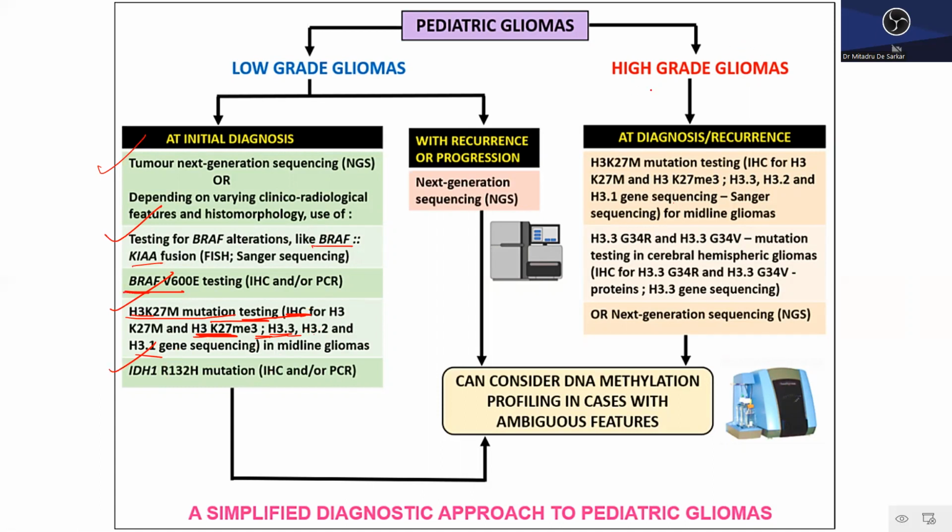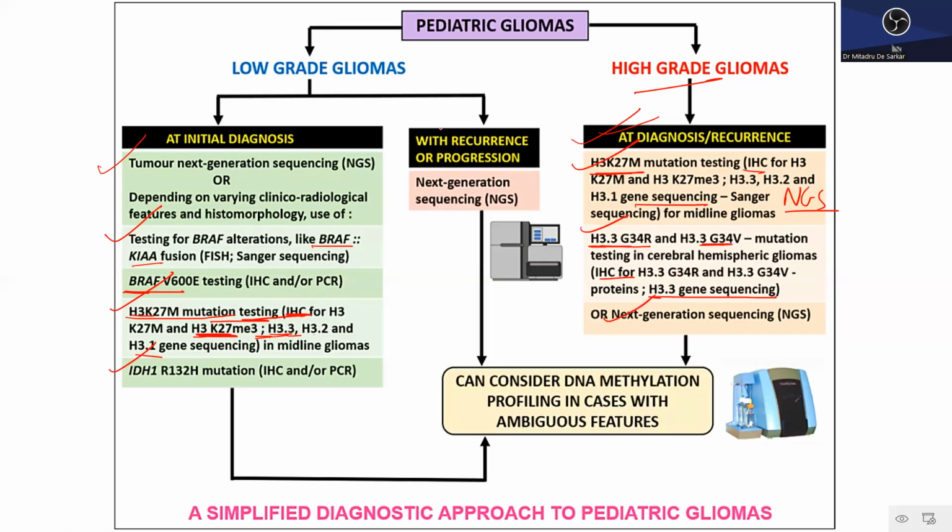In the case of the high-grade gliomas, diffuse midline glioma and diffuse hemispheric glioma are two important categories. So you will need to assess for H3K27M mutation, again by IHC and sometimes by gene sequencing, which can be done by Sanger sequencing, but of late is being done by NGS at some places. If it is in the cerebral hemisphere, you will need to assess for H3.3 G34R and G34V mutations. That can be done by IHC, or you could straight away go ahead with Sanger sequencing to do an H3.3 gene analysis, or consider next-generation sequencing.